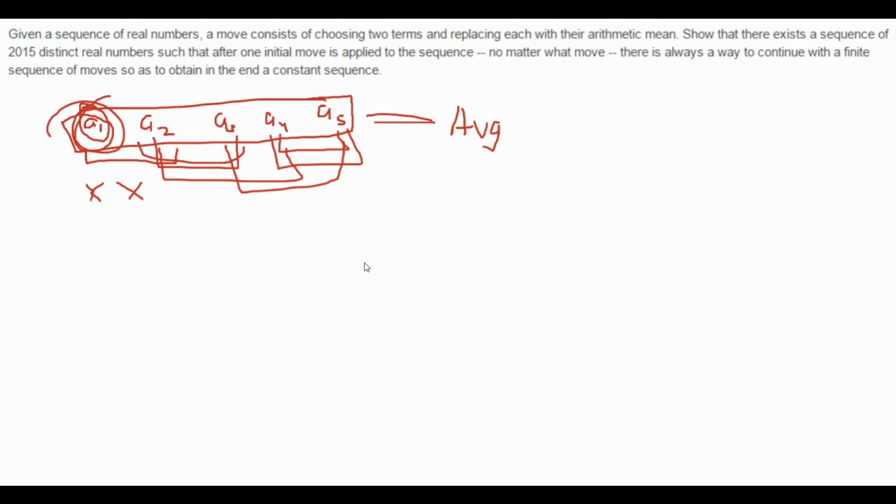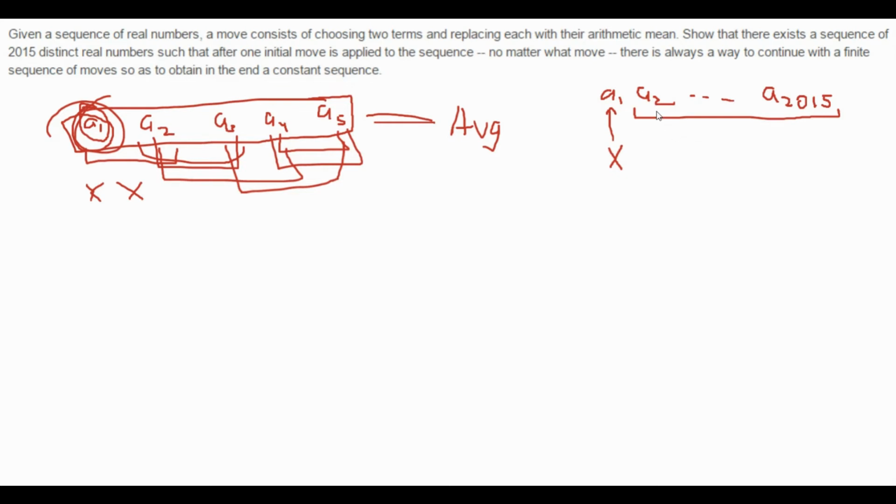Okay, so this tells us that out of all the 2015 distinct real numbers, A1, A2, all the way to A2015, one of the numbers begins as the average. Let's call the average x. So this is equal to the average from the beginning. Now comes the bit of intuition, because we have a bunch of other numbers that we don't know, and we just need to find one such sequence such that this condition is satisfied, that all of them turn into a constant sequence.